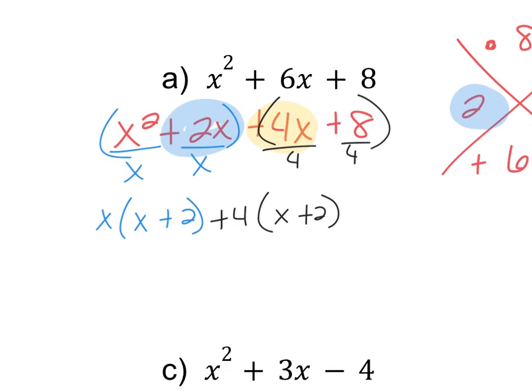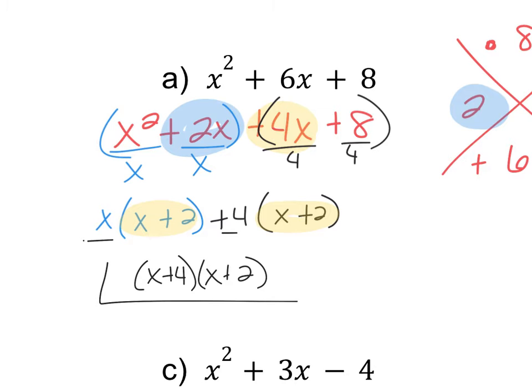All right, so this is the step where you have to check. Do your parentheses match? Yes, they do. Sweet. So I'm going to take the stuff that's on the outside of the parentheses first. It doesn't matter, you could do the other stuff instead, but you're going to have x plus 4 times x plus 2. And you just factored.